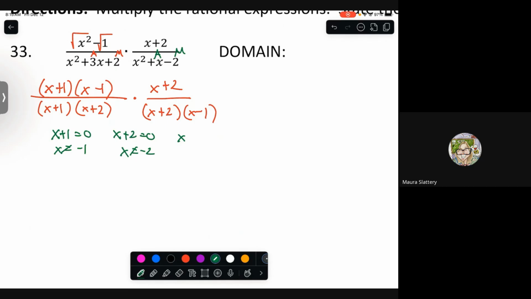Obviously, this x plus 2 is duplicated, and we only have to check it once. We get x cannot be equal to -2 twice. Here, we set this equal to 0, and we get that x cannot be equal to 1. All right. So that is our domain here. We'd say that x cannot be equal to -1, x cannot be equal to -2, and x cannot be equal to +1.